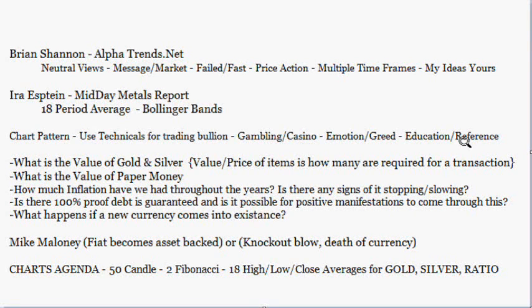Now, moving on to some other questions. I was asked a couple weeks ago what the value of gold and silver happens to be. And the easy answer is the value or price of items, of how many are required for a transaction. So the value of gold and silver is how much you need to buy the vehicle that you're looking for, to buy the real estate that you're looking for, and so on and so on.